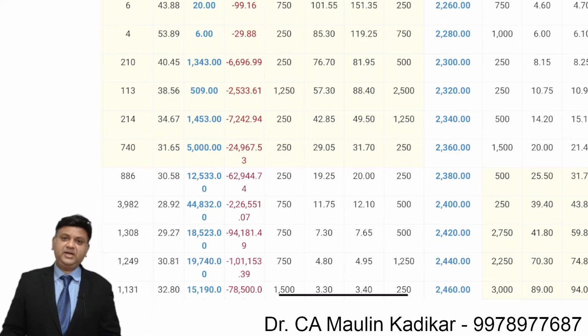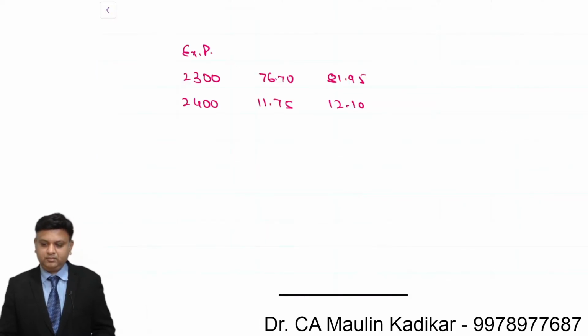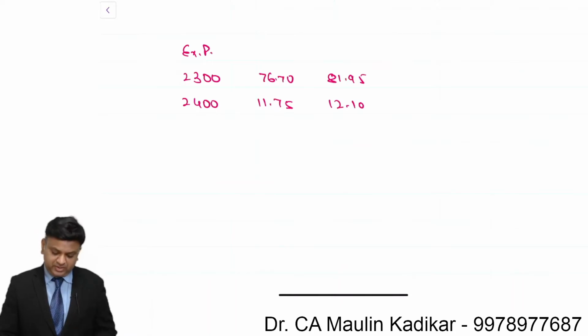Let us assume that we are taking two exercise prices randomly. I'm taking 2300 and 2400. For 2300, two premiums are there, 76.70 and 81.95, and for 2400 again two premiums are there, 11.75 and 12.10. So over here we have to understand, if you are expecting the price of the security to go up, what will you do?